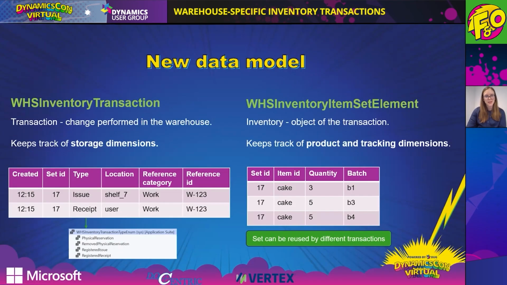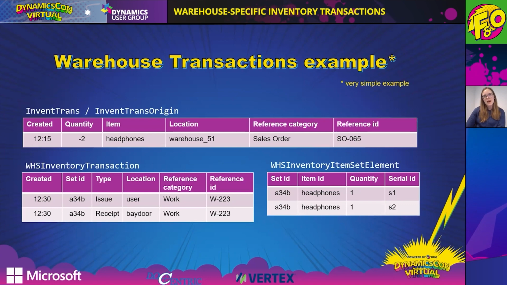Here on the left side, you can also see what the possible types of transactions are. We only have 4 types. It's physical reservation, removed physical reservation, registered issue, and registered receipt. I will tell a little bit more about reservation in a couple of moments. So let's see how these new elements fit into the bigger picture.